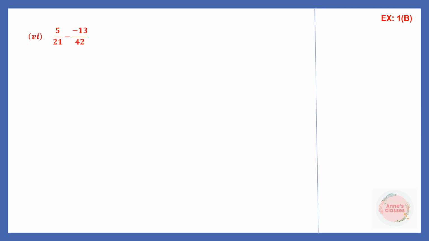Question 6. So let's write down this question as it is. So here we have 5 by 21 minus 13 by 42. So now denominators are different. So we have to find the LCM of the denominators 21 and 42. Let's use 2. So bring down 21 as it is. Then here 2 twos are 4, 2 ones are 2.